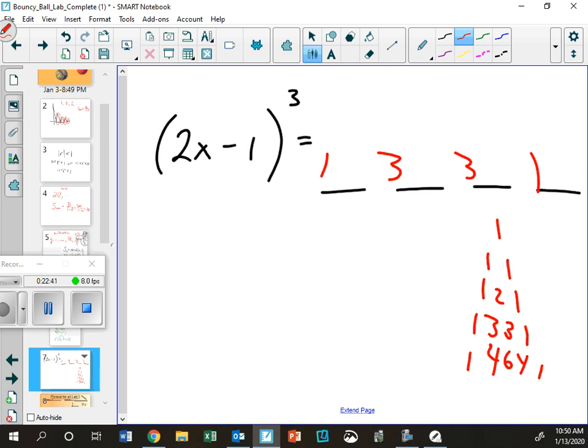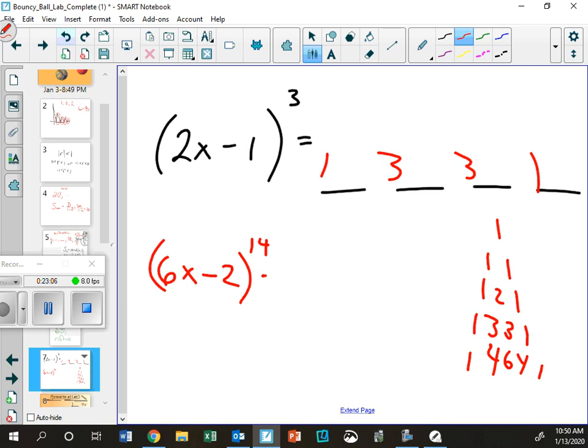How could I have gotten this if this had been 13 and there was 14 terms? I wouldn't ask you to find all 14 terms. But what if I asked you to find the 3rd term? So let's talk about that for just a second. Let's say it was (6x minus 2) to the 14th, and I wanted the 3rd term.